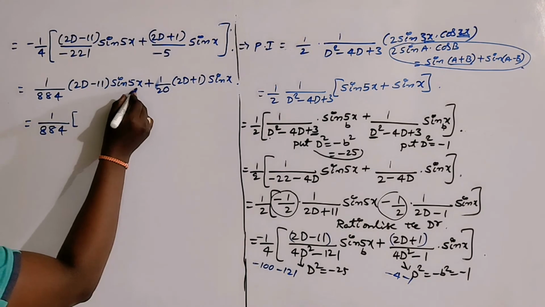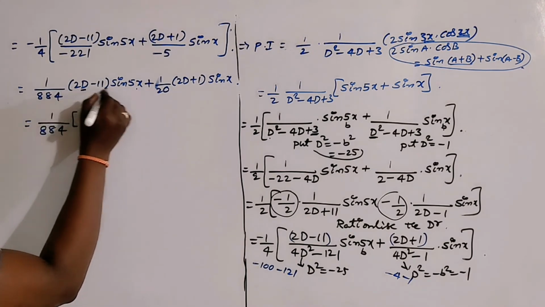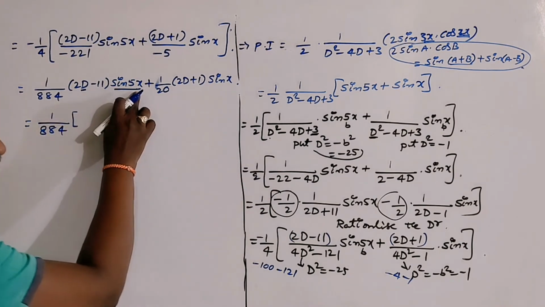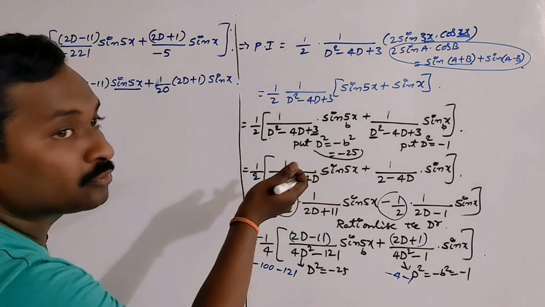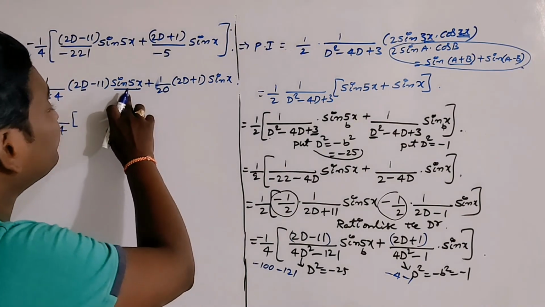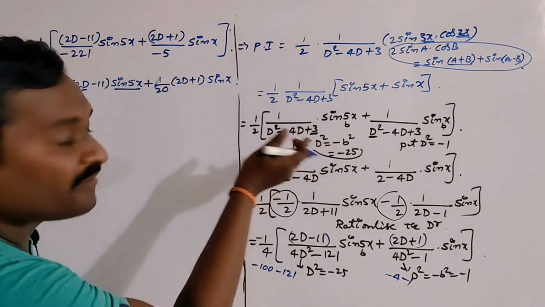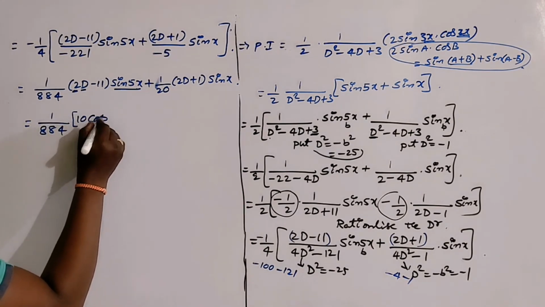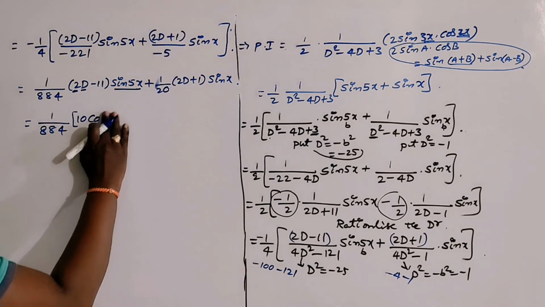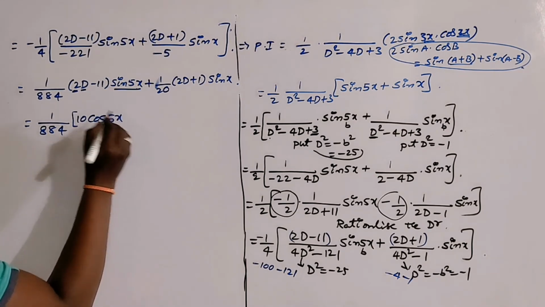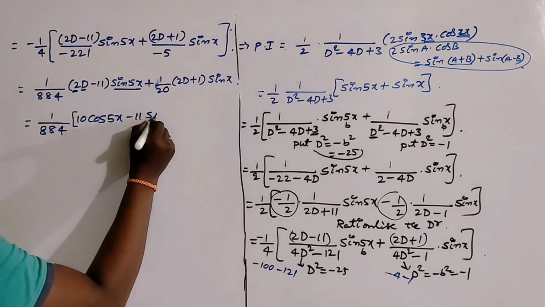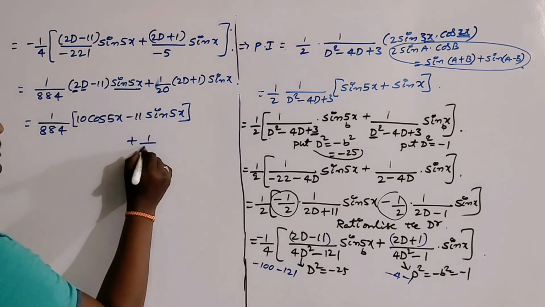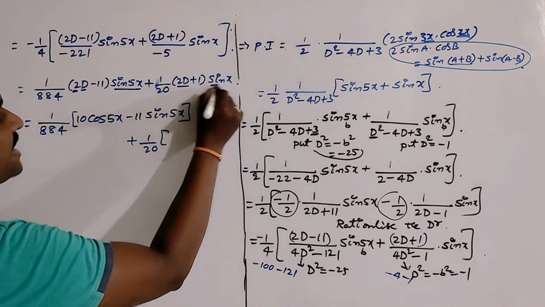So take this sin 5x to inside. We have 2D sin 5x. So what is D? Derivative. Derivative of sin 5x is cos 5x into 5. Don't forget it. Derivative of sin 5x is 5 into cos 5x. 5 2s are 10. Already 2 is there. So 10 cos 5x. 10 cos 5x minus 11 into sin 5x plus 1 by 20 into 2D sin x.